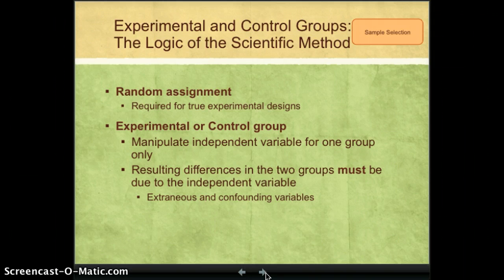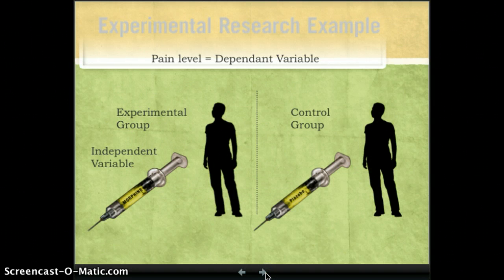Random assignment is one way we deal with extraneous and confounding variables. We sort of randomly distribute those so that they don't have too great of an impact on either the experimental or the control group.